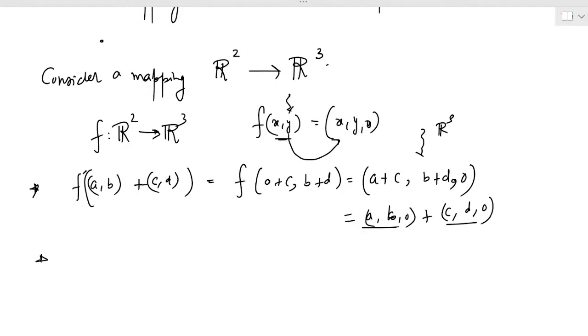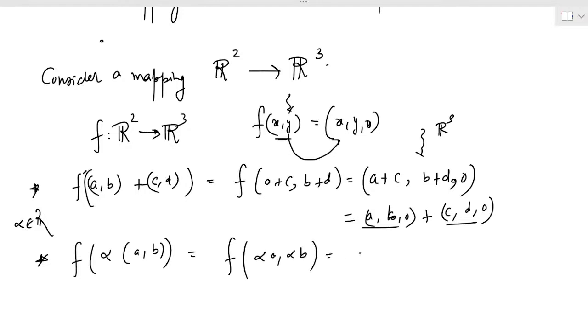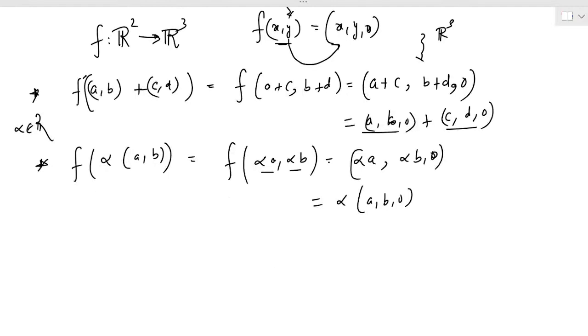Also consider another operation that I'm saying. Just try to multiply the input by alpha, and let's say alpha belongs to R. What am I going to get? I'm going to get f of (alpha a, alpha b), which is (alpha a, alpha b, 0). Please understand the mapping says that any ordered pair you supply, you will get a triplet, I mean a three-tuple, here. And I can write alpha times (a, b, 0). So there are two distinctive properties that you can see.